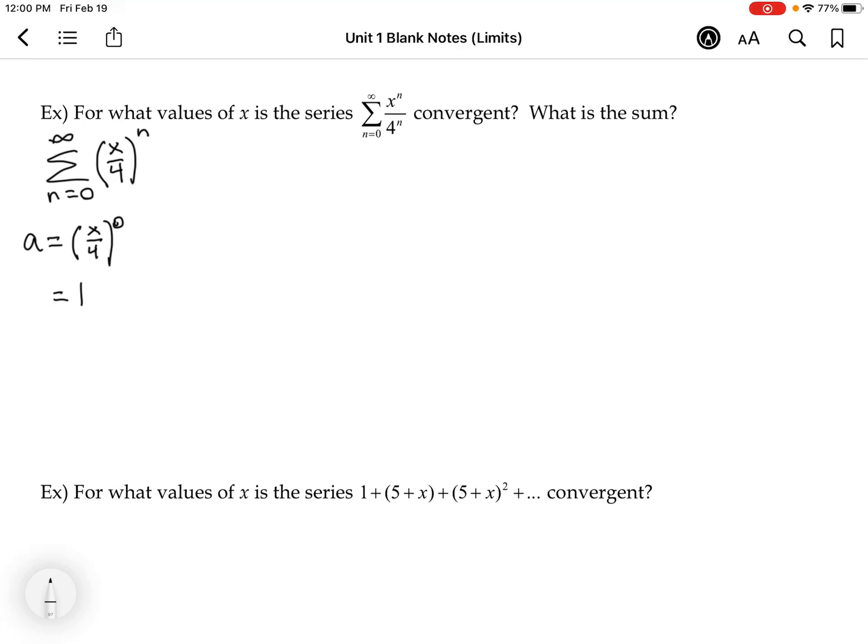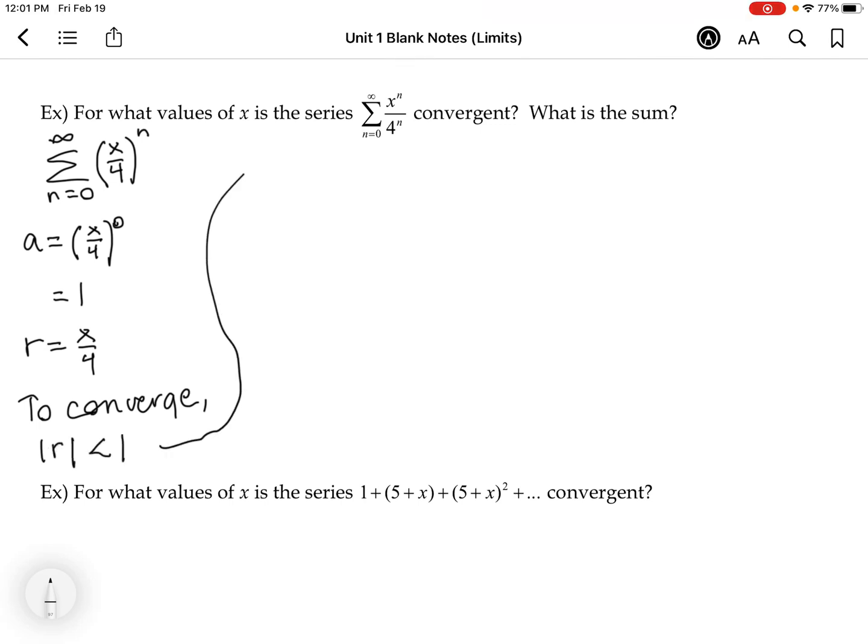Okay, and our r value is x over 4. That's the common ratio. Now, if this is convergent, then the absolute value of r must be less than 1. So to converge, the absolute value of r must be less than 1. Okay, so what that tells us is that the absolute value of x over 4 is less than 1.